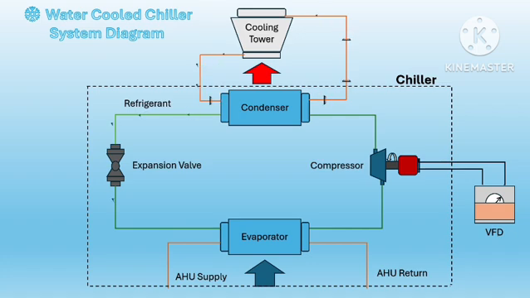Water-cooled chiller has two loops, chilled water loop and condenser water loop. Evaporator cools the water. Compressor increases pressure. Condenser removes heat using water.